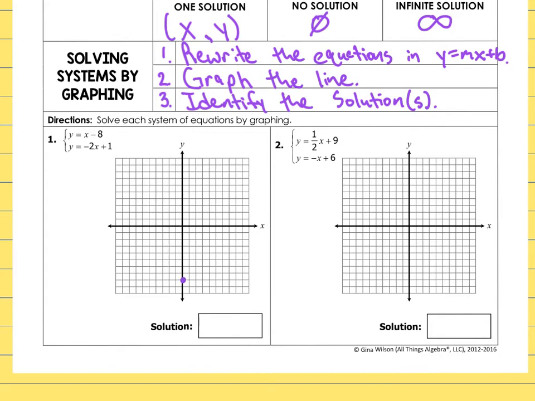I don't know about the rest of you, but I am a counter. I like to count my points. Now notice that the slope here is 1. There's no number in front of the x, so we always call it 1. And what this means is slope is going to be 1 over 1. So I'm just going up 1, right 1, up 1, right 1, all the time, just like this.